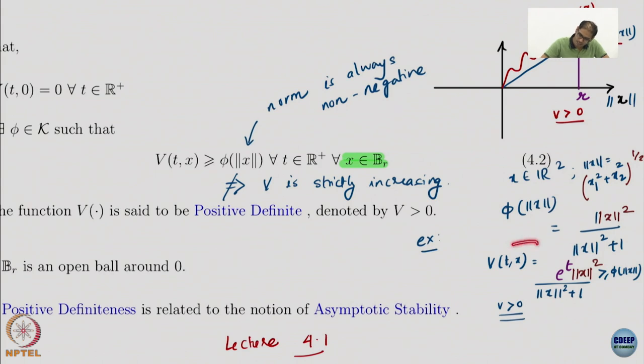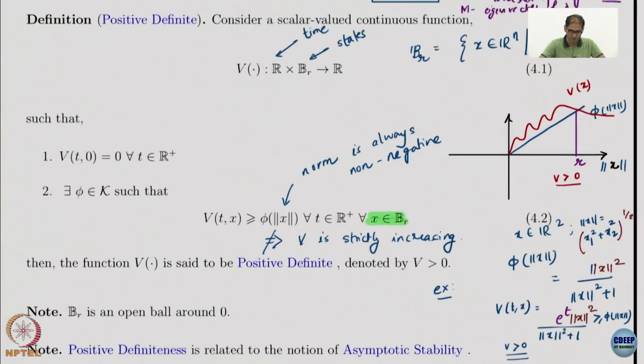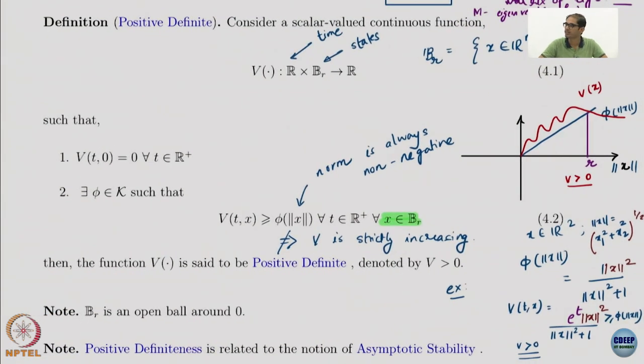So, if my V(t, x) is something like this, then this is going to dominate phi of norm x for all t in R plus. For all t in R plus, this is going to dominate this guy. So, this V is a positive definite function. Notice how different it is from your linear system positive definite function. The characterization is rather different. I hope that's clear.